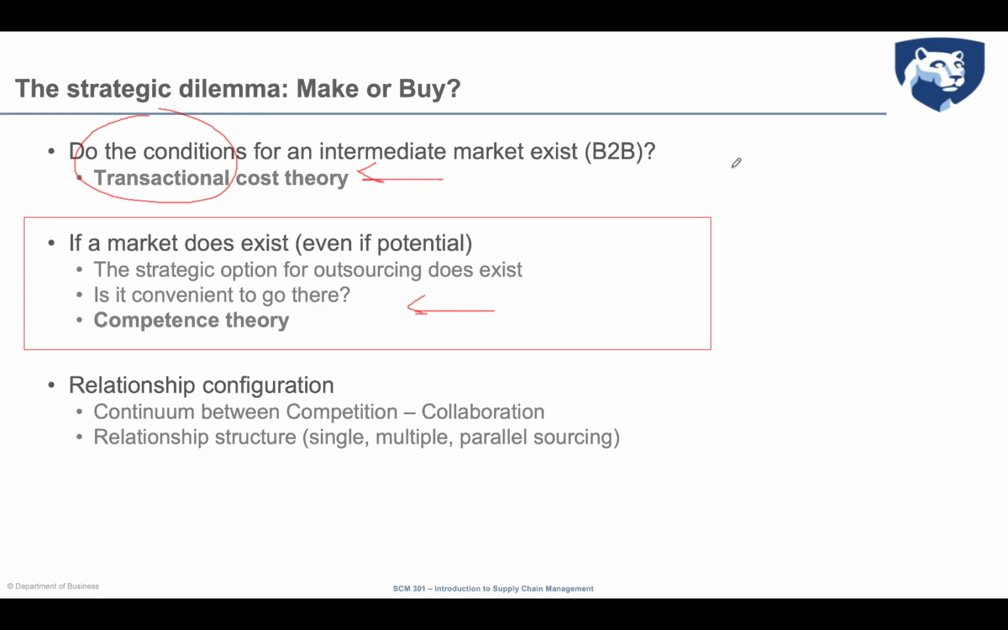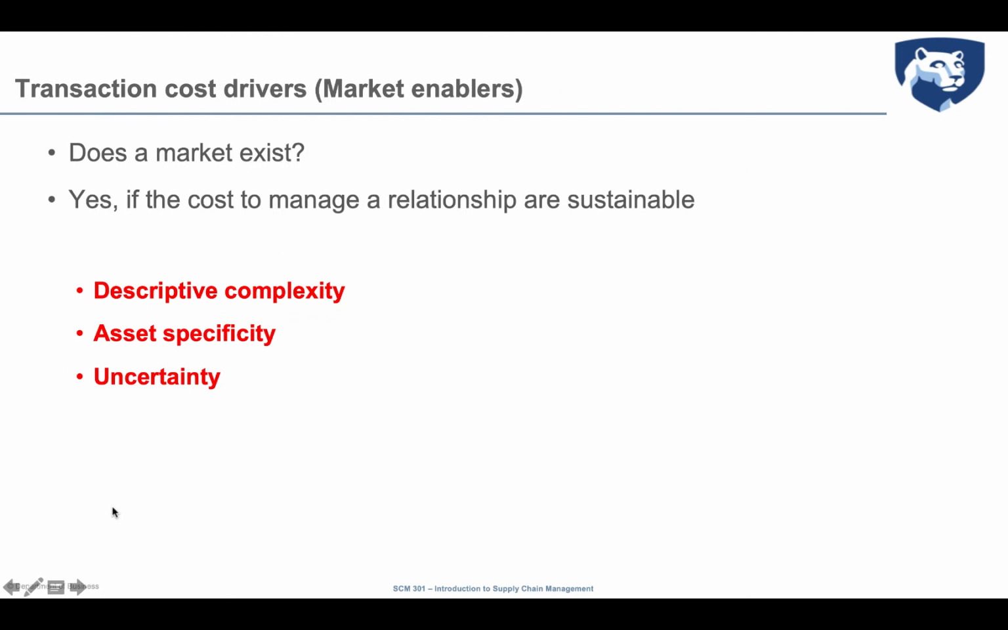Let's start with the transaction cost drivers. Transaction cost drivers are these three: descriptive complexity, asset specificity, and uncertainty. The idea is that the higher are these drivers, the higher are the transaction costs, and so the lower is the probability that the buyer or supplier will be open to entering in a relationship. We have briefly analyzed in class their meaning and their implication.